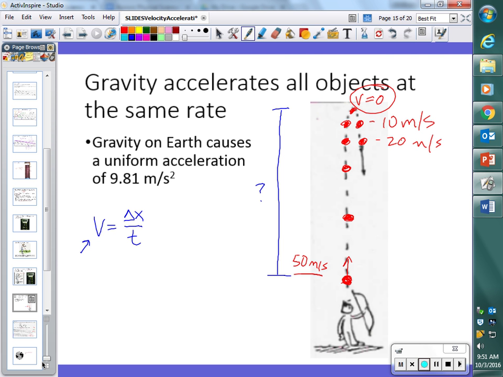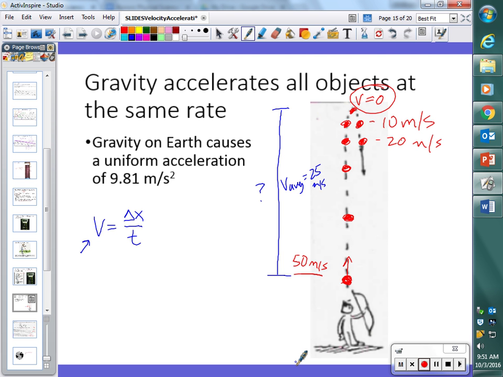25 meters per second is the average velocity. How did you figure it out? 0 and 50, right? We know that it was 50 down at the bottom. We know it's 0 on the top. Add those two together, you get what? Well, you add 50 and 0 together and you get 50, and you divide by how many? 2. So the average velocity on this trip is 25 meters per second.